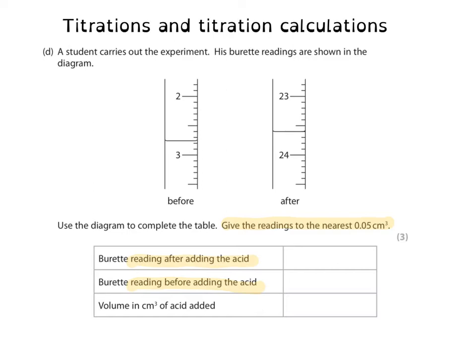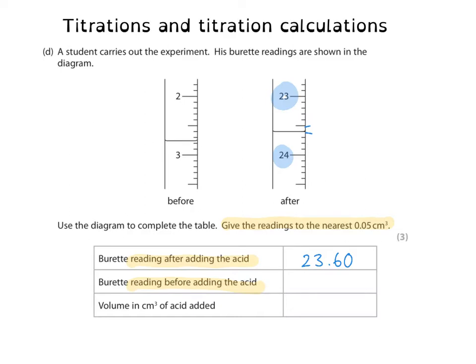So let's read the after one first. Now burettes read down, there's 23 and there's 24. So I'm reading down, this is 23.5, this is 23.6. However, if I wrote 23.6 like that, that's my first mark lost in the question, and that's because it says the nearest 0.05, which is 2 decimal places. So it's 23.60. What I'm saying is it is exactly on the line. It's not halfway between 23.6 and 23.7. If it was, I'd write 23.65.